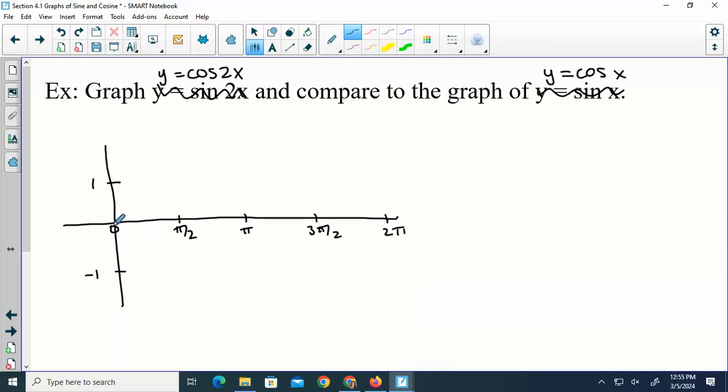What is the cosine of 0? 1. Cosine of pi over 2? 0. Cosine of pi? Negative 1. 3 pi over 2? 0. And 2 pi? Positive 1. And those are from our hand trick or the unit circle, or even just as we go through these, you'll probably get so used to the shape of the graph, you'll know it. So that's our normal cosine.